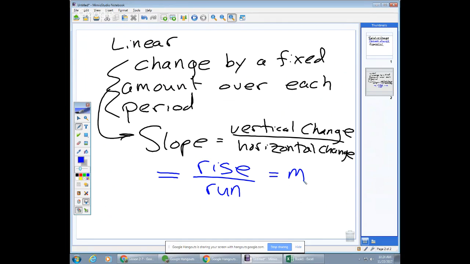So a typical equation, if we say our vertical variable is y and our horizontal variable is x, then the equation for a line, so we call that a linear equation, will most likely be y equals some number, that's the slope, times x, plus some other number, b.